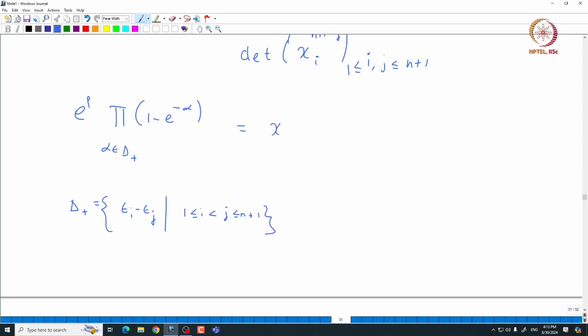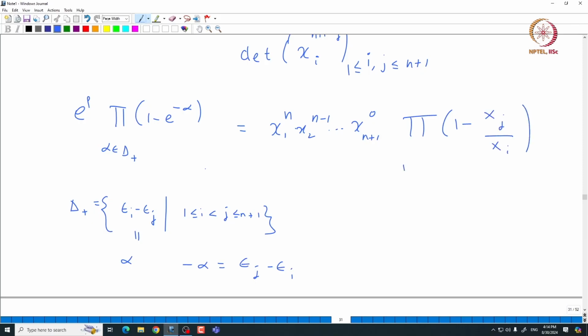e power rho is given by x1 power n, x2 power n minus 1, etcetera, xn plus 1 power 0. Then for the product, alpha being equal to epsilon i minus epsilon j, minus alpha will be epsilon j minus epsilon i. So this gives exactly xj divided by xi, where 1 less than or equal to i less than j less than or equal to n plus 1. This is what you get.